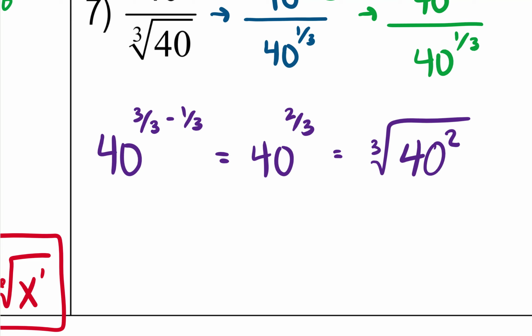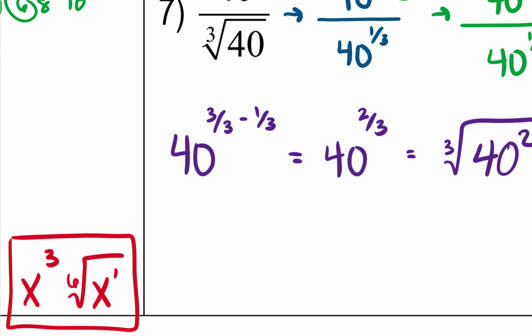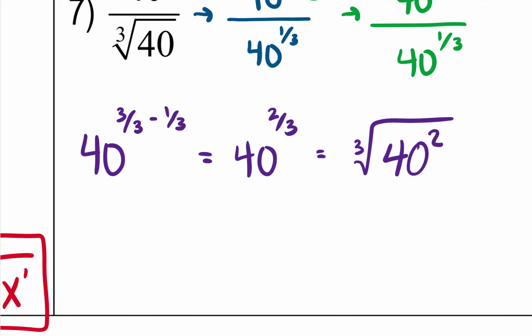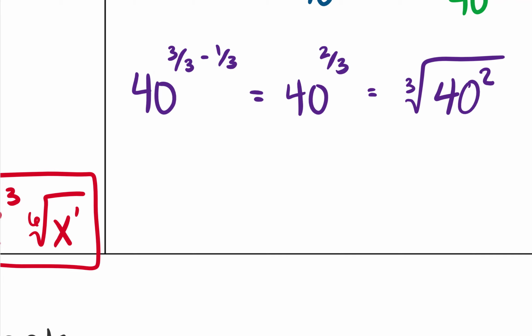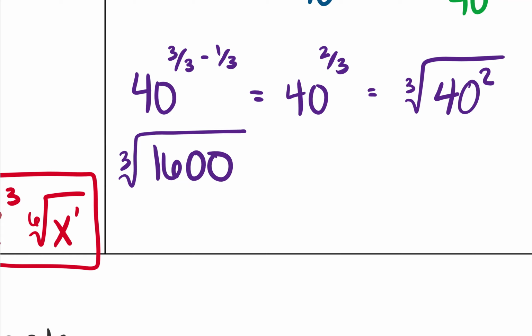Now here's the problem with this one, and I say problem, not really. Because it's a number, I can actually keep going. Like on the last one we had x, and we can't do anything with x. But if I have a number, I can do more with this. So what is 40 squared? Well, 40 squared, if you need it real quick, that'd be 2 zeros, and 4 times 4 is 1600. Awesome. So I'm going to have to split this up. So I actually have the cube root of 1600.